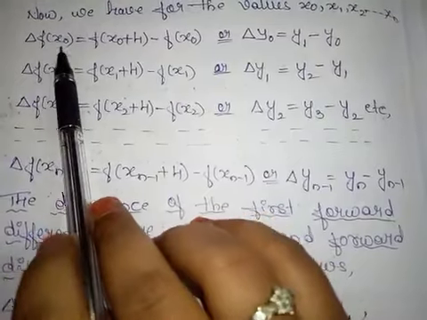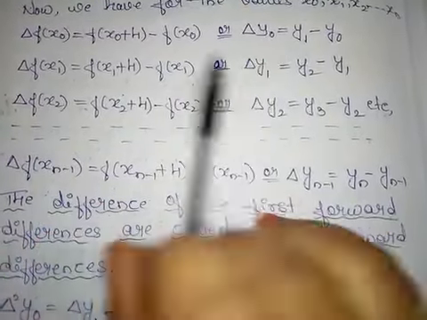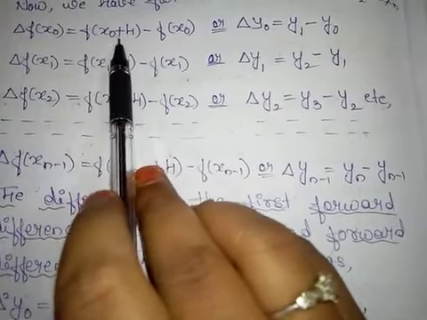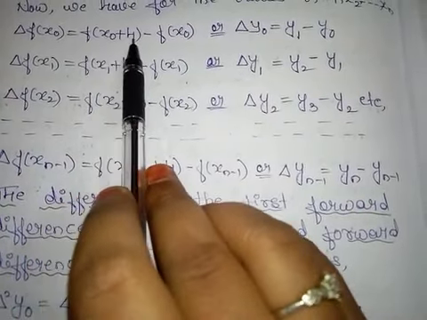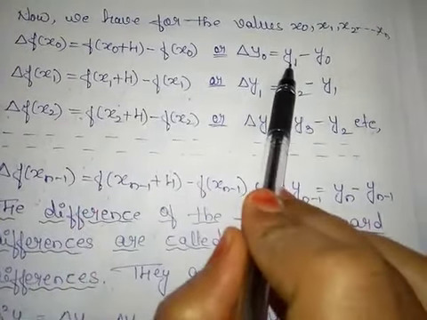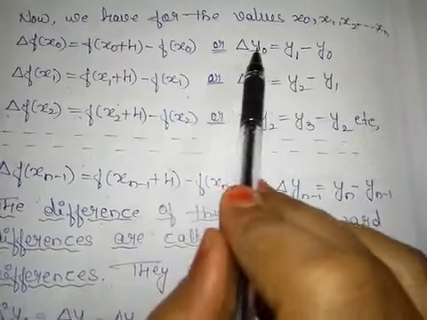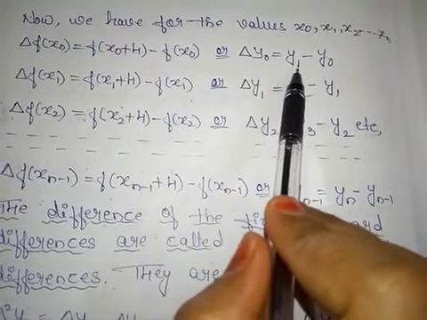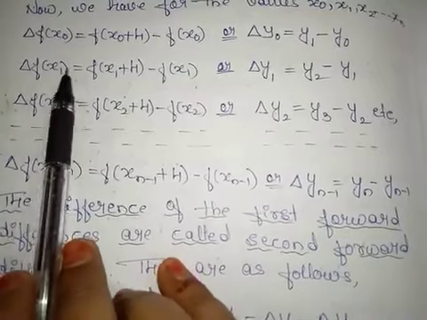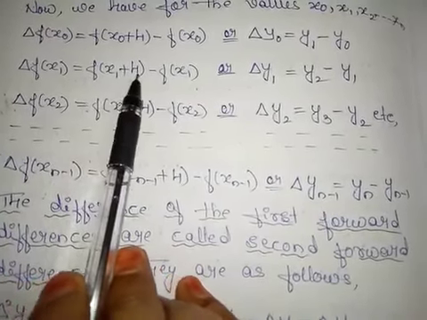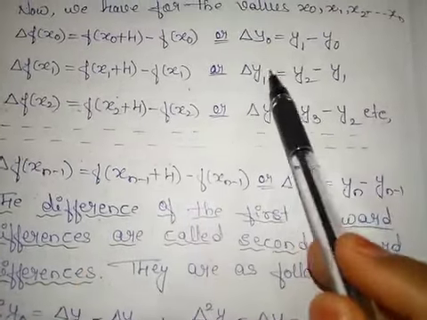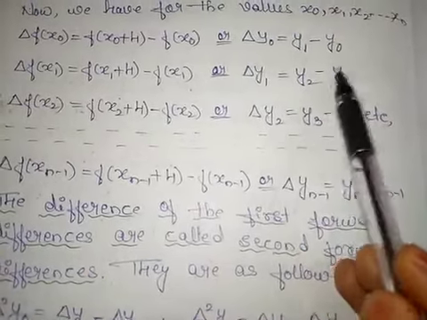We know that f of x0 is what? y0. Therefore, delta y0 is equal to, and we know that f of x0 plus h, x0 plus h is what? x1, and f of x1 is what? y1. Therefore, delta y0 is equal to y1 minus y0. And similarly, delta f of x1 is equal to f of x1 plus h minus f of x1, or delta y1 is equal to y2 minus y1.